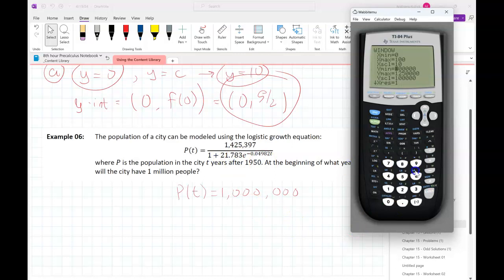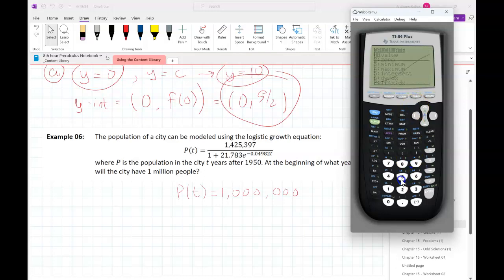I know that the horizontal asymptotes are 0 and 1,425,000. I'm too lazy to type in all those numbers. I'm just going to do 1.5 million as the upper bound there rather than the asymptote, because that's a kooky number. I like round stuff. And I'm just going to hit graph. So here's my logistic curve coming in. You can kind of see the two asymptotes clearly visible. There's the spot where we have 1 million.